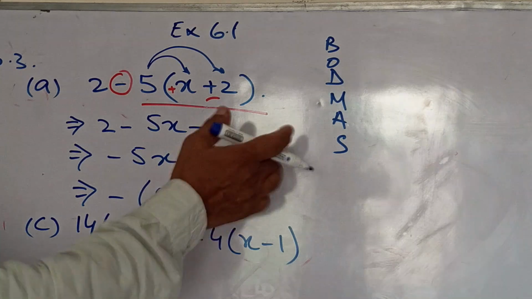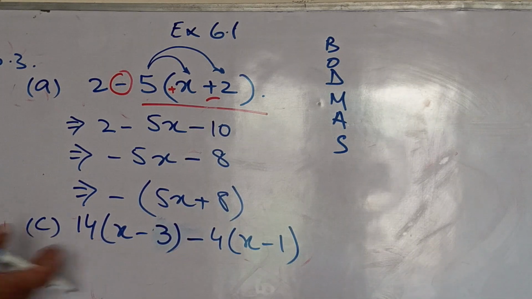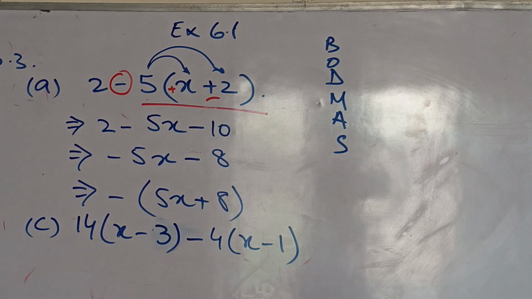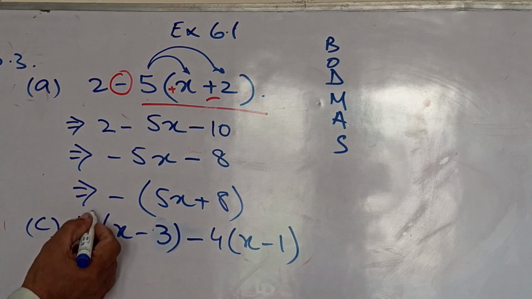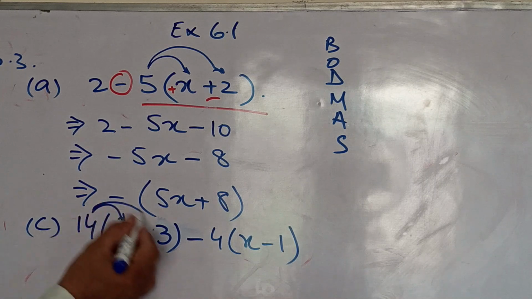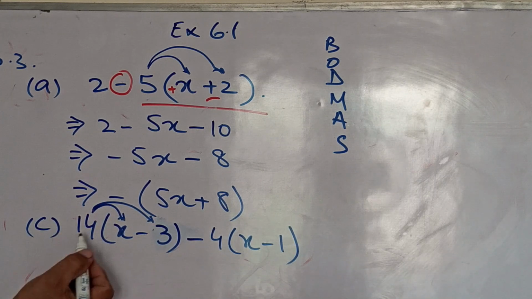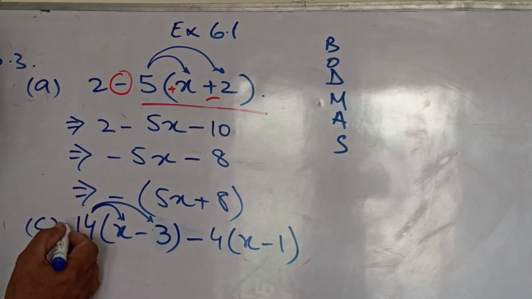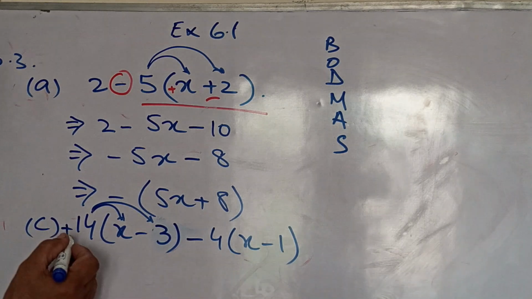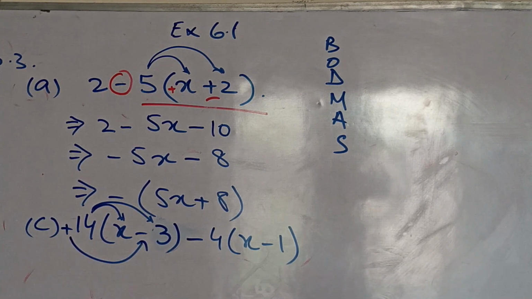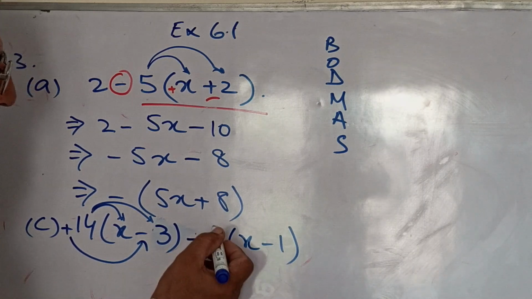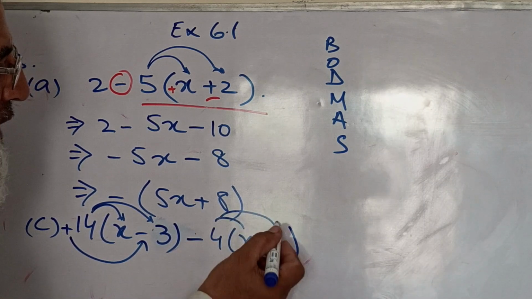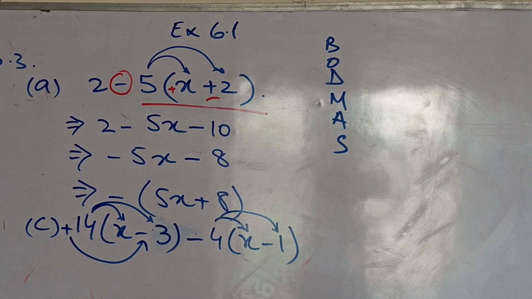As I told you, whatever is very next to the bracket, you have to multiply the whole. Now this 14 is also multiplying with this, and this is also multiplying with this, plus the sign is also being multiplied with this, and similarly this sign with this and this. Now this is the whole procedure.